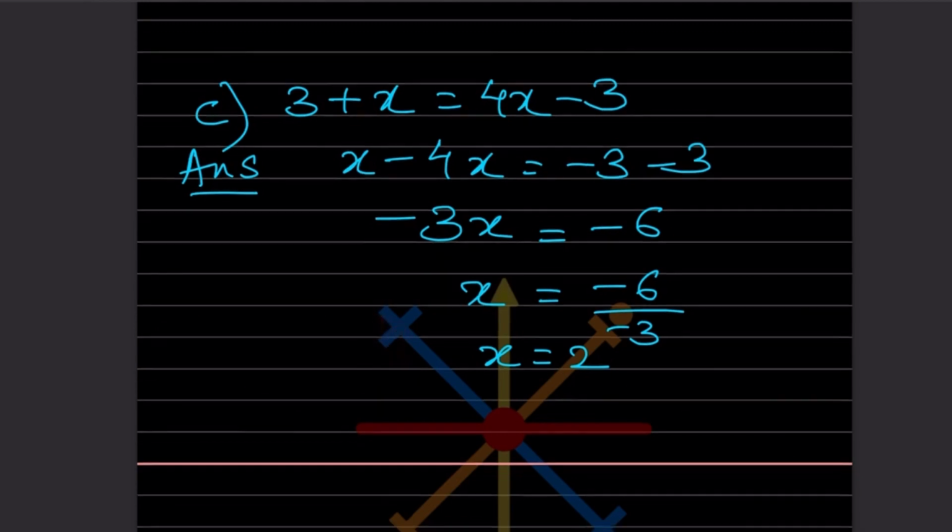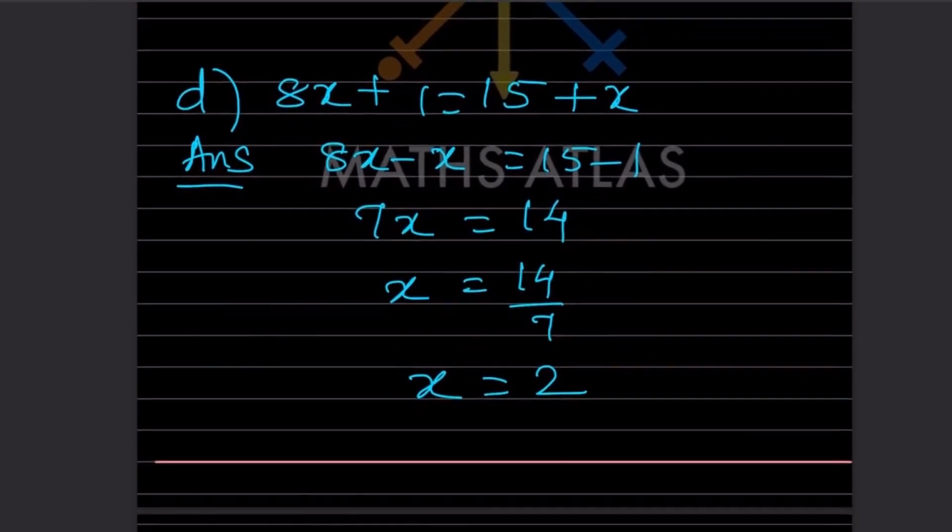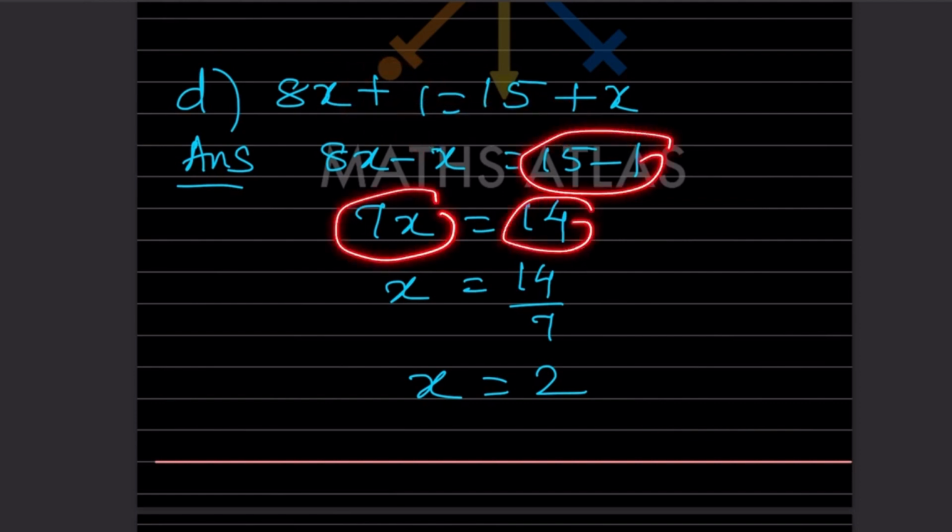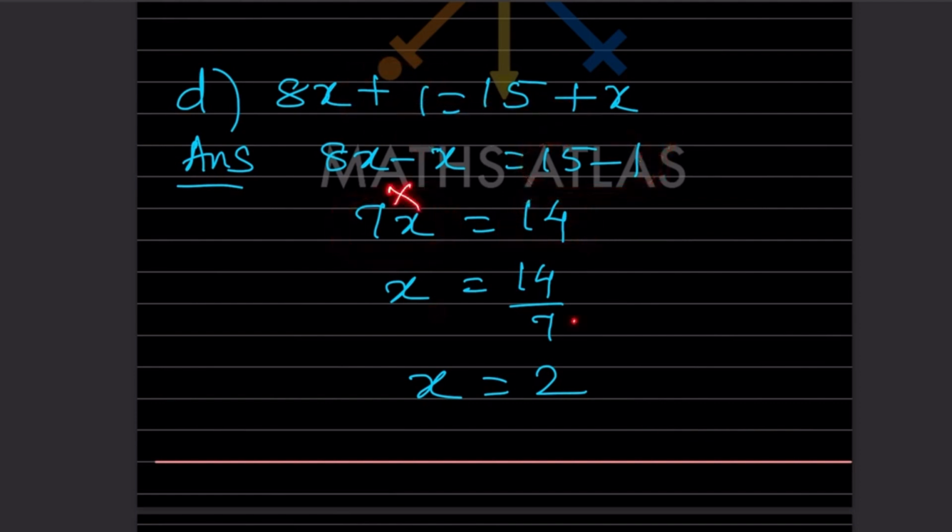Hope that is clear. Now look at the next problem. Here it says 8x and here plus x becomes minus x. This is 15 and plus 1 will be minus 1. So here is 1. So this is going to be 8 minus 1 will be 7. Here is going to be 14. So x is going to be, here is multiplication, it is going to get divided. 7 ones are 7, 7 twos are 14, so x is 2.